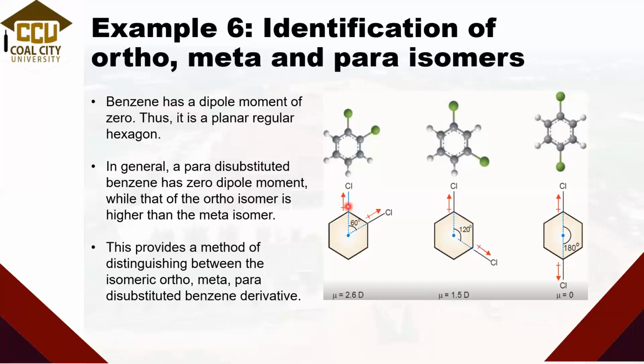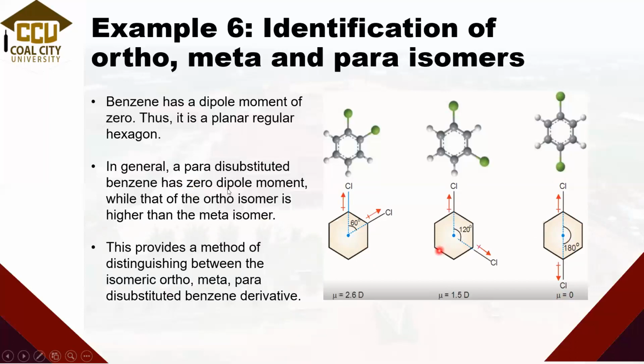Now when we have a para disubstituted benzene, it will have 0 dipole moment. Look at it. This chlorine here is in para, and this chlorine here is also in the para position. So the net dipole moment will be 0. It's obvious because this will be symmetrical, just like normal benzene that also has a 0 dipole moment. It will still be symmetrical, meaning that this end will cancel out this end.